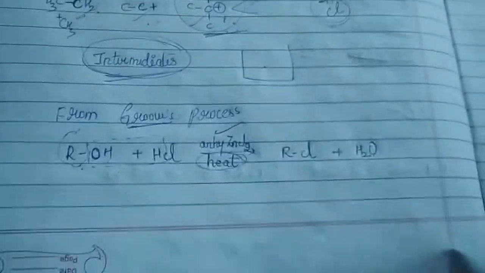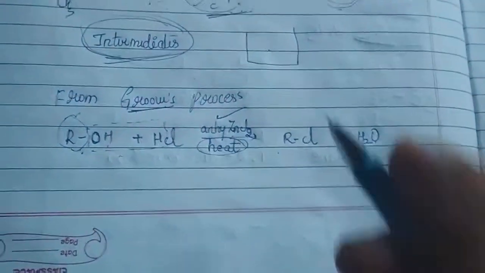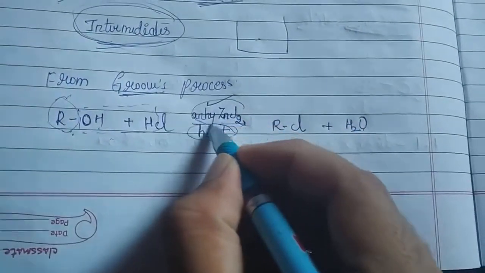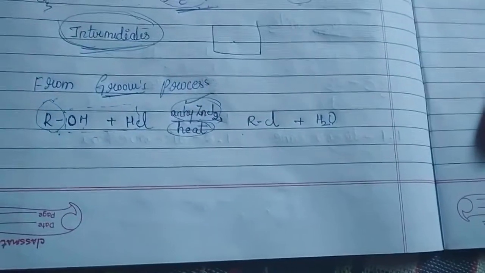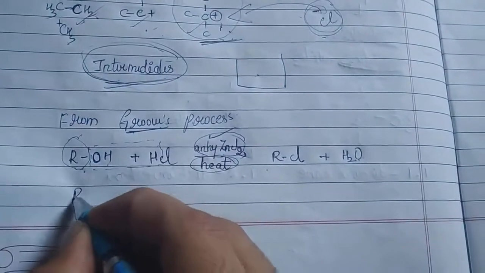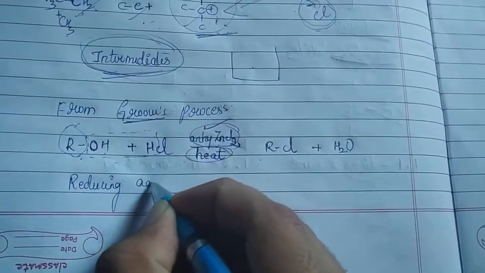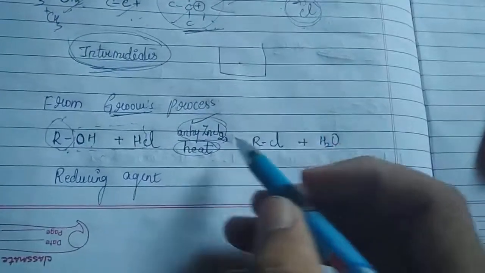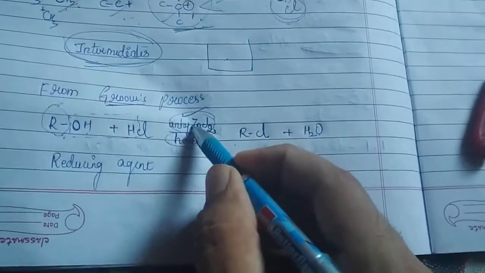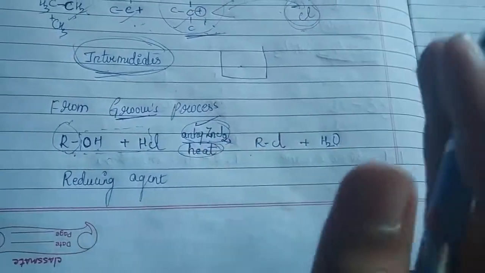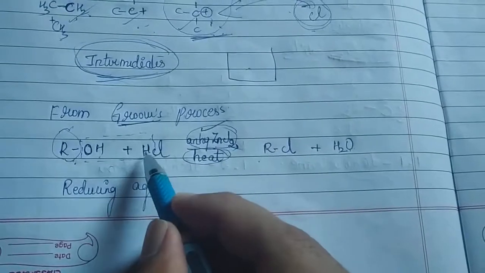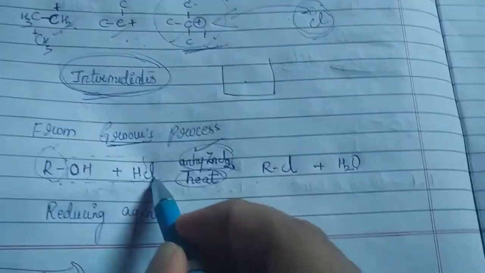So coming to the concept, remember, the anhydrous zinc chloride we are using here will be acting as a reducing agent. So why are we using particularly anhydrous zinc chloride? Because you know that in the reaction, H is breaking from the Cl.